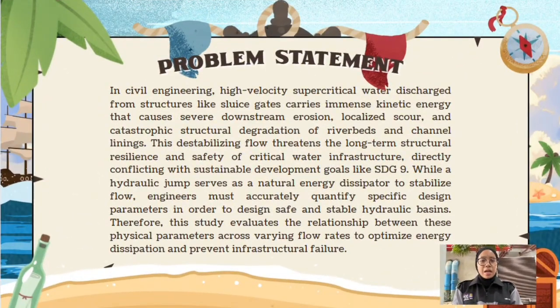In civil engineering, high-velocity water released from structures such as sluice gates carries high kinetic energy that can cause severe erosion and damage to the riverbed and hydraulic structures. A hydraulic jump acts as a natural energy dissipator, reducing flow velocity and protecting downstream infrastructure. Therefore, this experiment investigates the relationship between the hydraulic parameters under different flow rates to evaluate energy dissipation and support the safe, stable, and sustainable design of hydraulic structures.